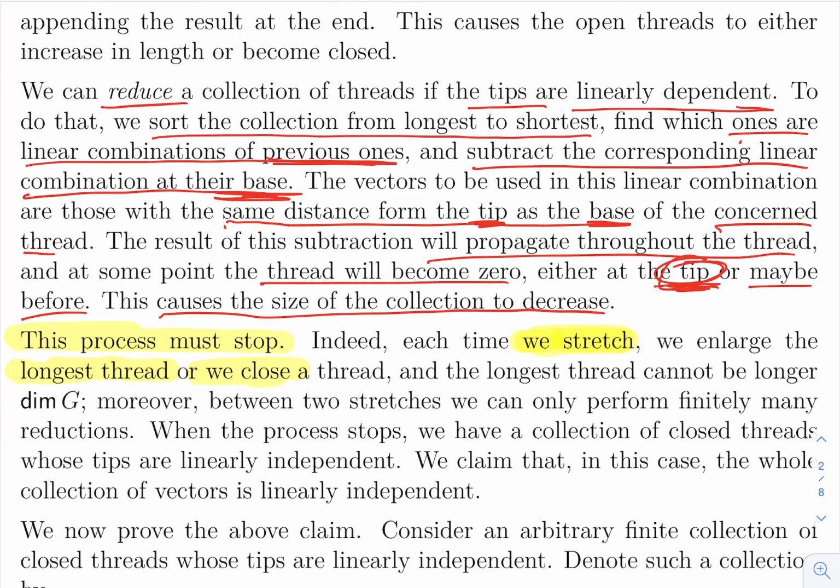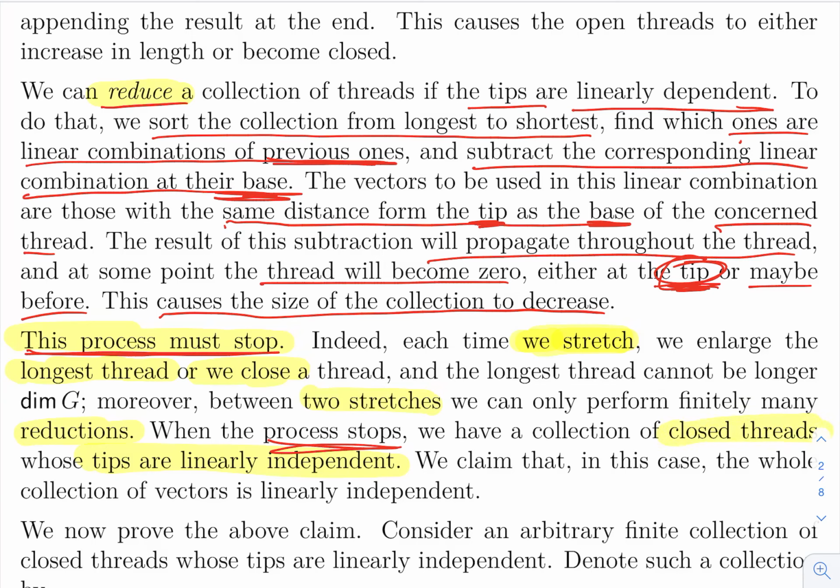And in between two stretches, we cannot do reductions infinitely many times either, because each time we do a reduction, we reduce the size of the entire collection. So again, the process must stop. When it stops, what do we have? Well, it stops means we can't go any further. So it means we cannot reduce. Cannot reduce means the tips of the threads are linearly independent. And we cannot stretch either, which means all the threads are closed.